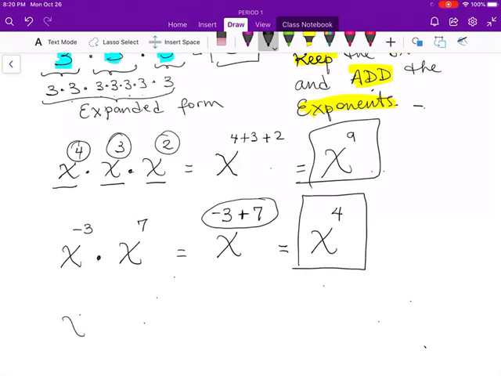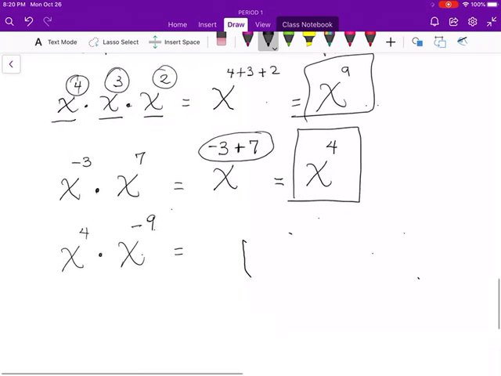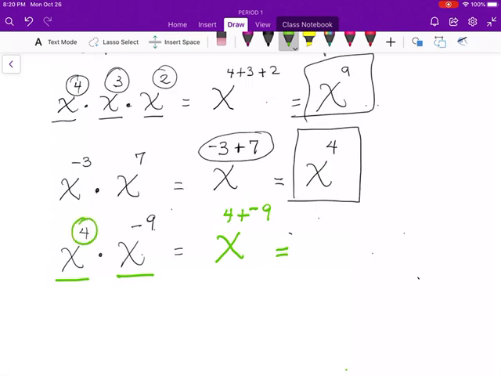Okay, so let's try another one. Let's say you have x to the 4th times x to the negative 9. One more time, we are multiplying same bases. You see that? So we keep the base and we add the exponents. So we're going to add the two exponents. The base is x, and 4 plus negative 9 is negative 5.